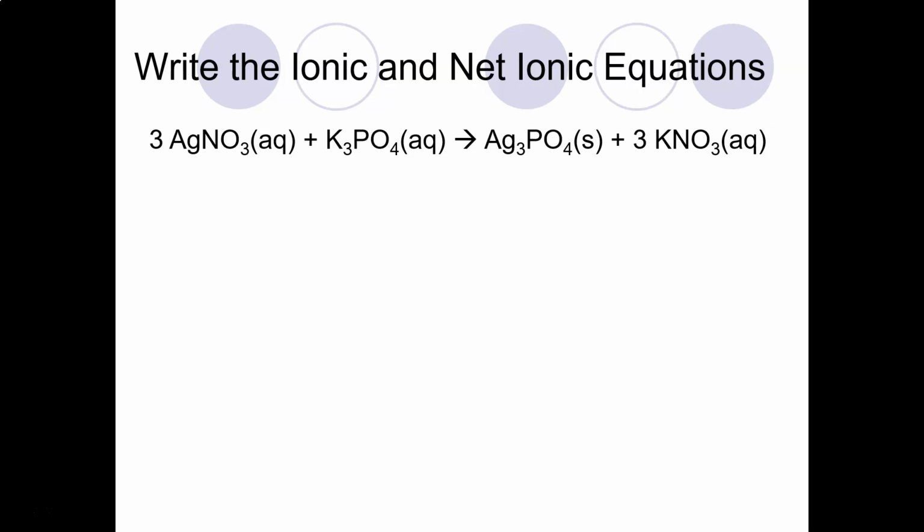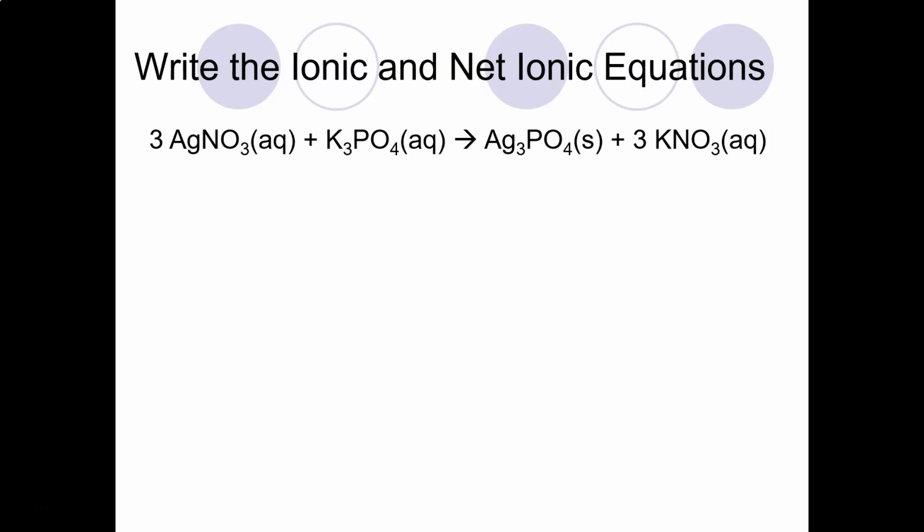Okay, so now we need to identify the strong electrolytes. So first I look for the 7 strong acids. There are no acids at all. Okay. Next I look for the 8 strong bases. None of the 8 strong bases are present. You can refer back to the chart that has the 7 strong acids and the 8 strong bases listed when you're doing this for right now.